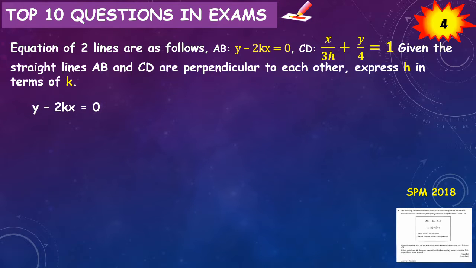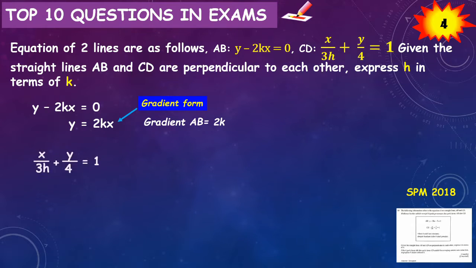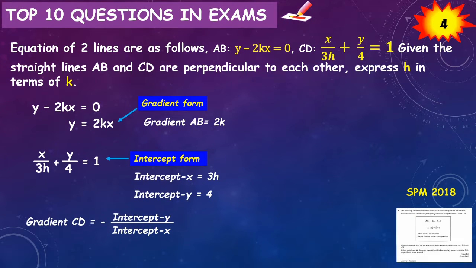We first change y minus 2kx equals to 0 into gradient form, which is y equals to 2kx. 2k would be the gradient. The second equation is already in the intercept form, giving us 3h as the x-intercept and 4 as the y-intercept. We are able to obtain the gradient from the intercepts. The formula is negative intercept y over intercept x.